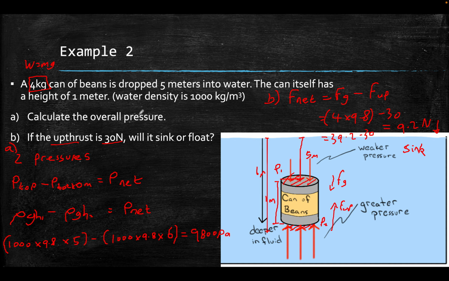If the upthrust is 30 newtons, will it sink or float? Well, we already know the pressure at the top is higher than the pressure at the bottom. This is still a bigger number, so there will be some pressure pushing down. We can find out using the gravity as well. F net is the gravity minus the upthrust. The upthrust is 30, gravity is 4 times 9.8. You will do whatever that number gives you, 39.2, minus 30 is 9.2 newtons down. It will sink.